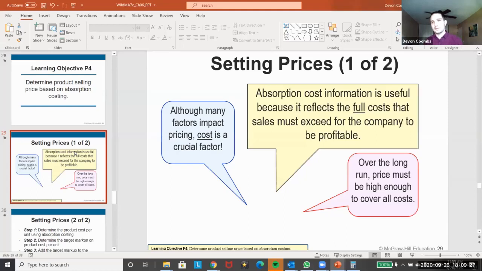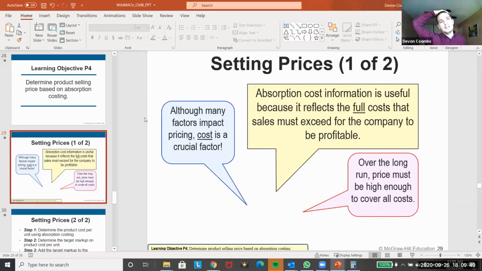Because absorption costing has this difference in inventory costs, right? You can defer fixed overhead. It might be difficult to set prices if we are only using absorption costing. So absorption cost information is useful because it reflects the full cost of sales and must be exceeded for the company to be profitable. Over the long run, though, price must be high enough to cover all costs.